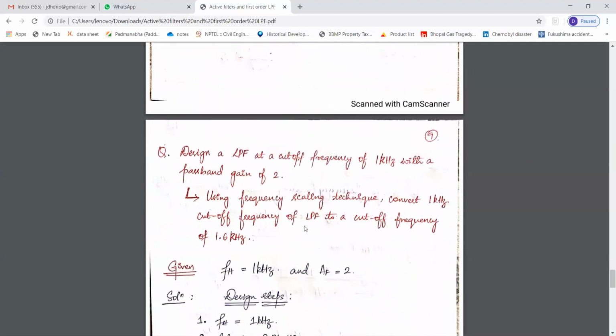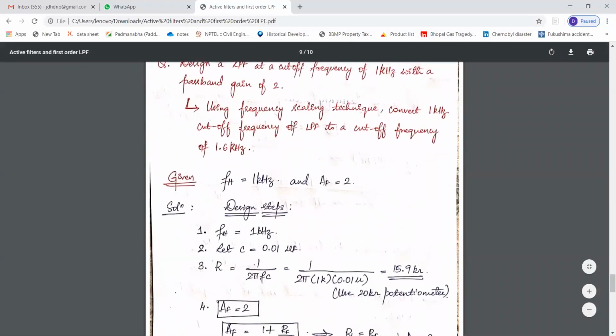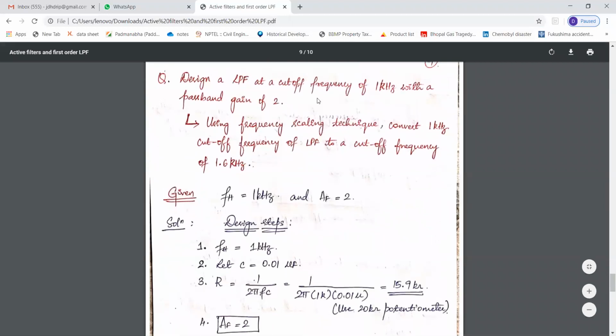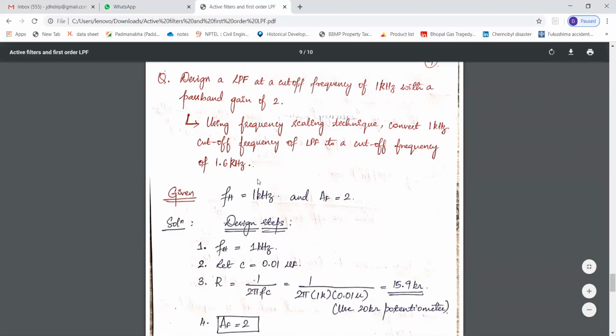So now we have a problem to solve wherein we are supposed to design a low pass filter at a cutoff frequency of 1 kilohertz with a pass band gain of 2. And in the sub question, using the frequency scaling technique, convert the 1 kilohertz cutoff frequency of the low pass filter to a cutoff frequency of 1.6 kilohertz.